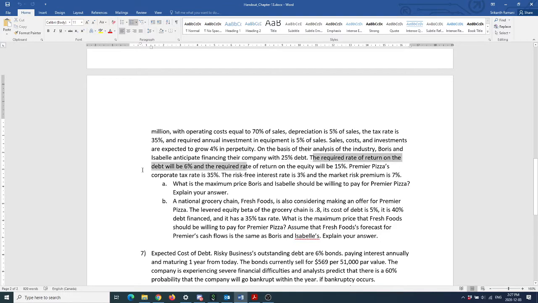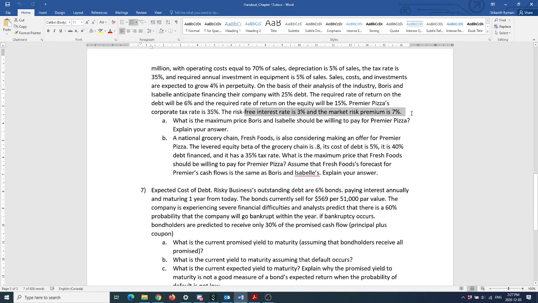The required return on the debt is 6%, since they can borrow at that rate, and they want an equity return of 15%. That's the required rate of return on the equity for Boris and Isabel. The tax rate is given again, and the risk-free rate and the market risk premium are also given to you. So the first question is, what is the maximum price they should be willing to pay for the premium pizza? This is an example of a simple valuation problem.